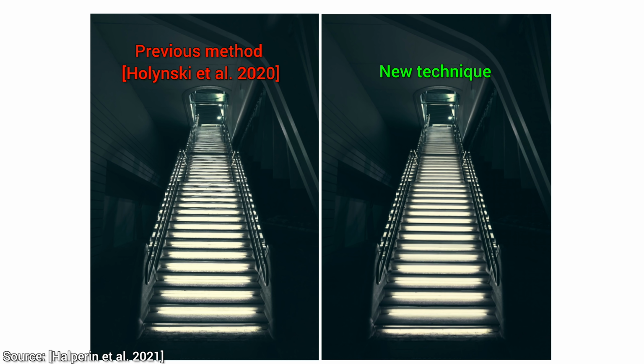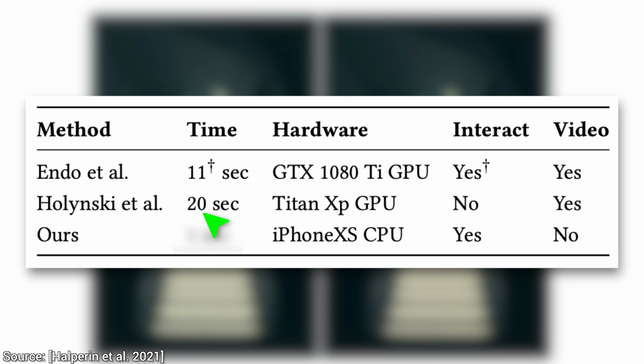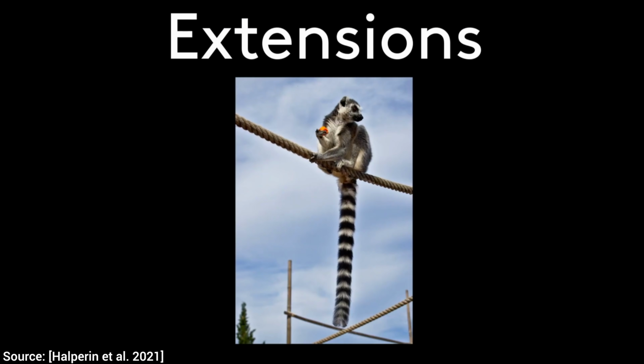How much do we have to wait for these results? The one from last year took 20 seconds per image and required a big honking graphics card, while the new one only needs your smartphone and runs in… what? Just 1 second. Loving it. So, what images would you try with this one? Let me know in the comments below.